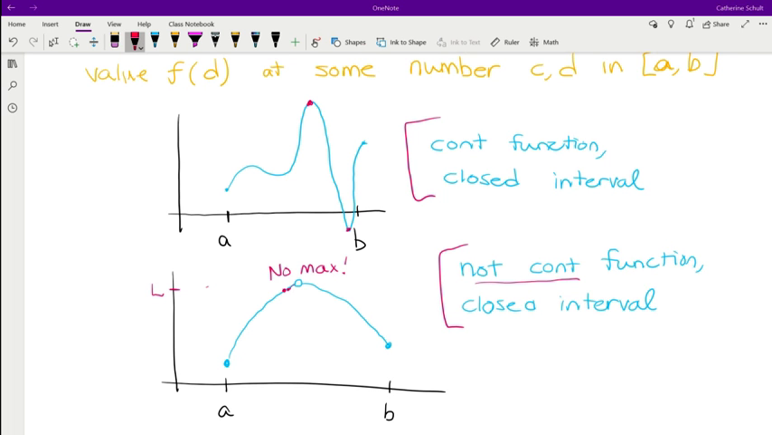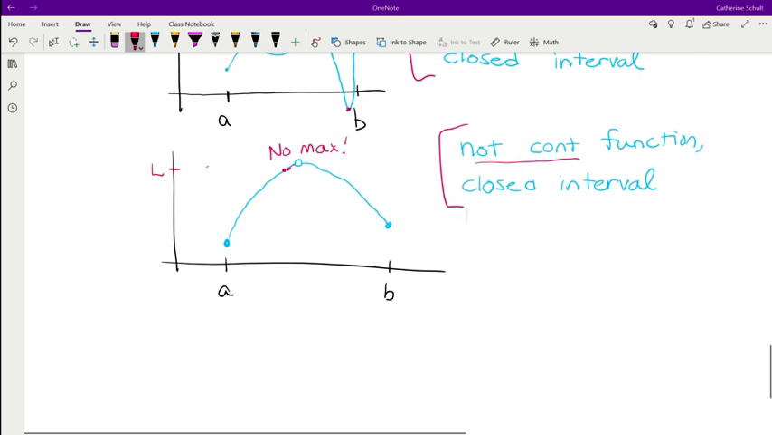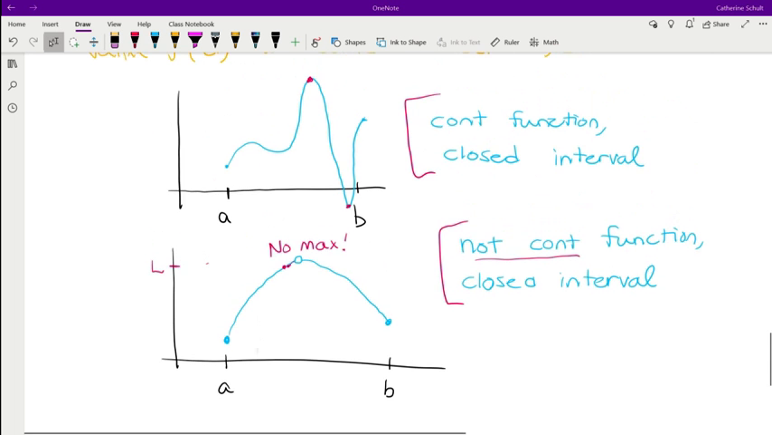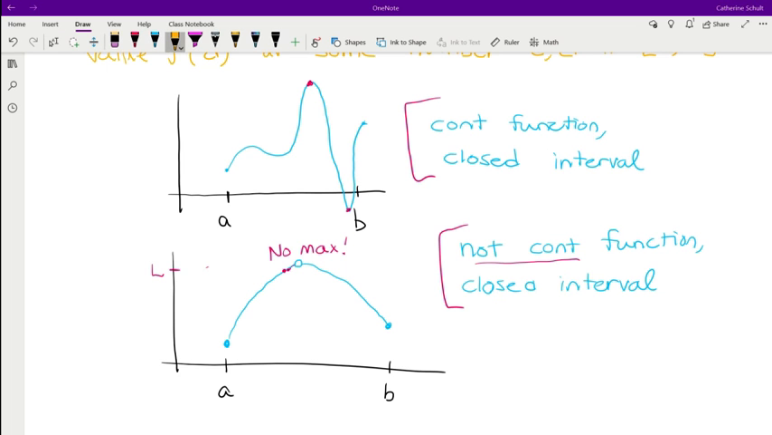Okay, so again, we're just highlighting that we need both. We need it to be a continuous function, and we need to have it be a closed interval. All right, so what we know, we'll go back up to this little example.